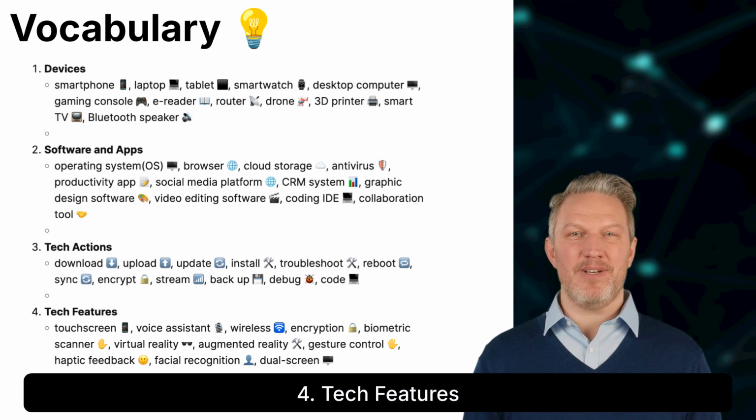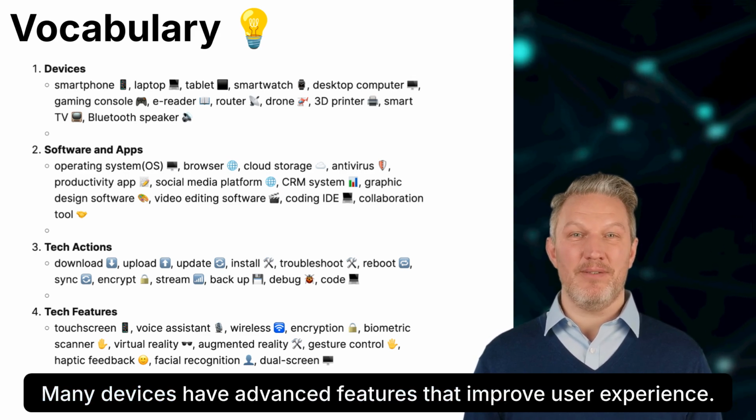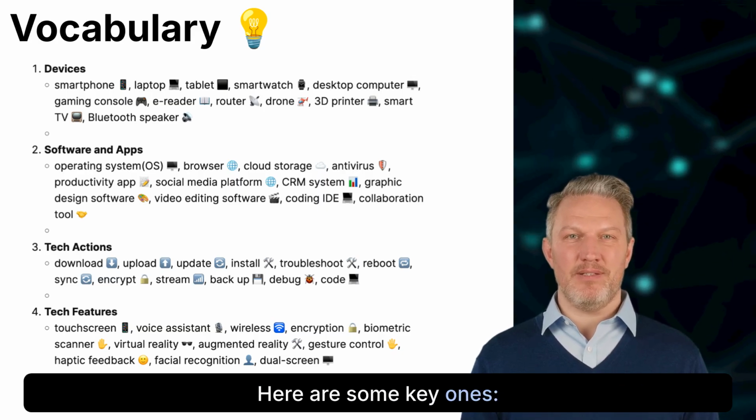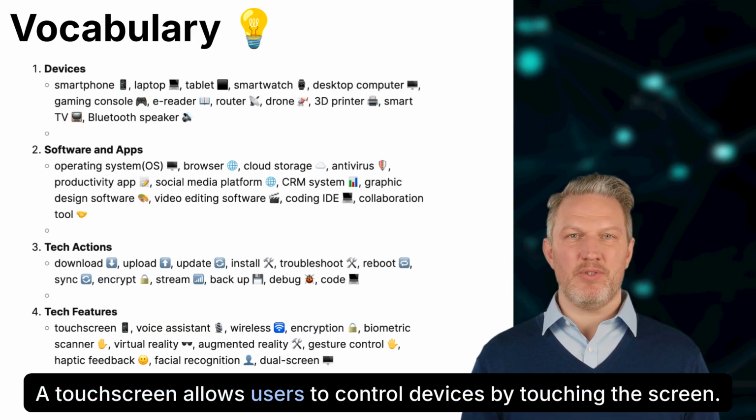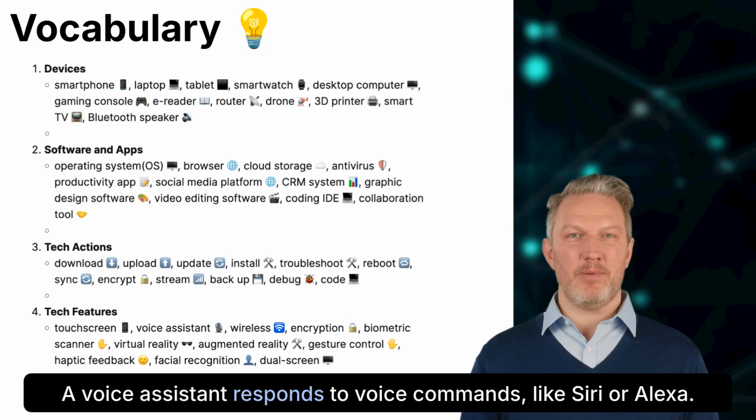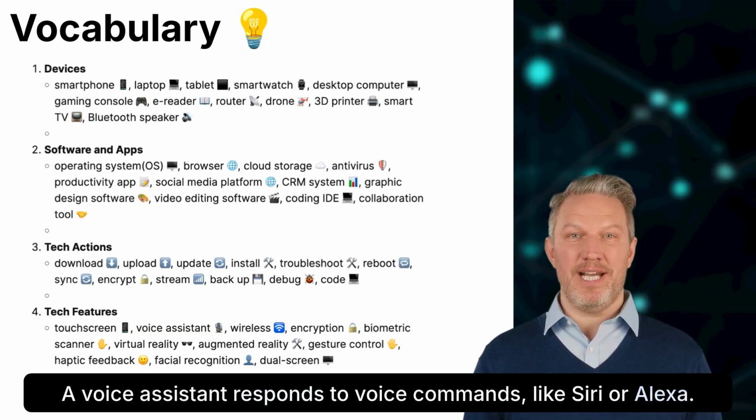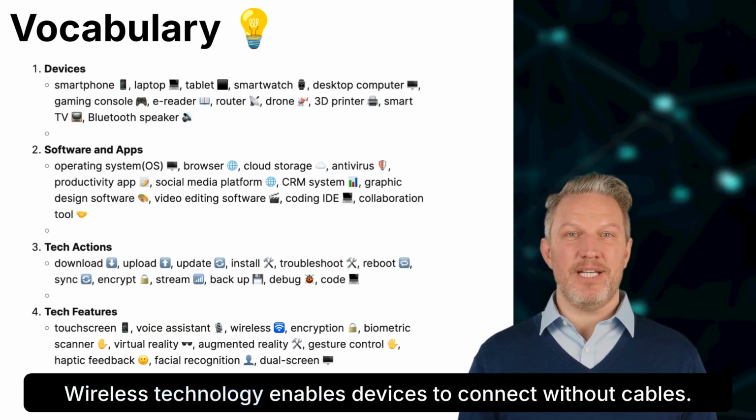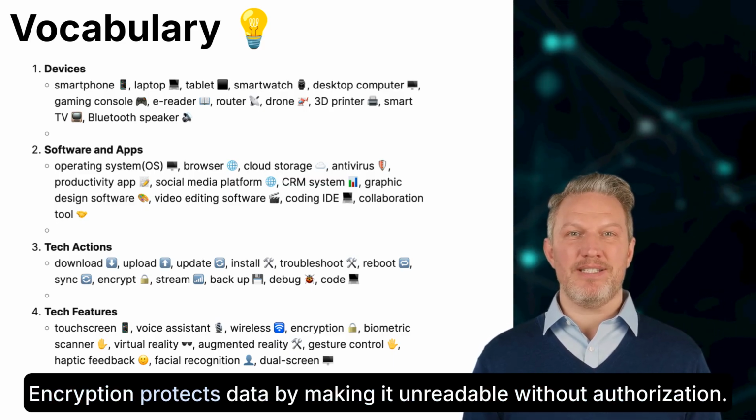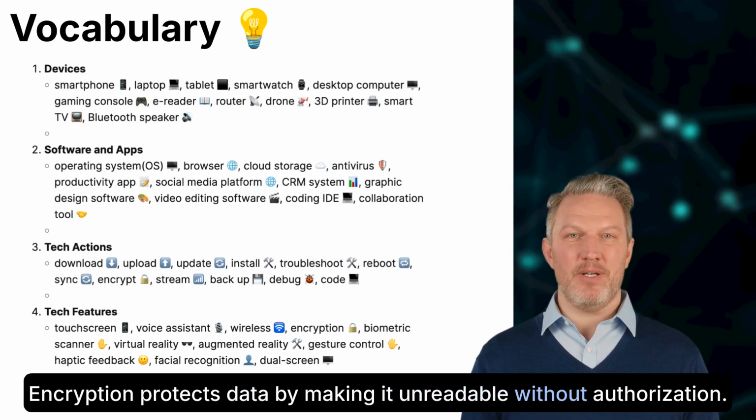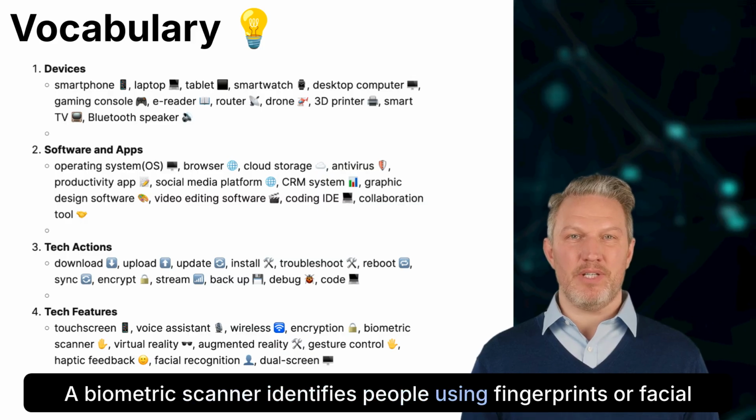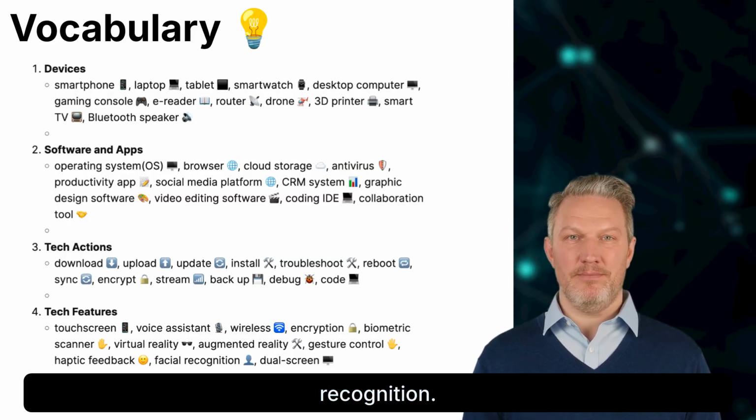4. Tech features. Many devices have advanced features that improve user experience. Here are some key ones. A touchscreen allows users to control devices by touching the screen. A voice assistant responds to voice commands like Siri or Alexa. Wireless technology enables devices to connect without cables. Encryption protects data by making it unreadable without authorization. A biometric scanner identifies people using fingerprints or facial recognition.